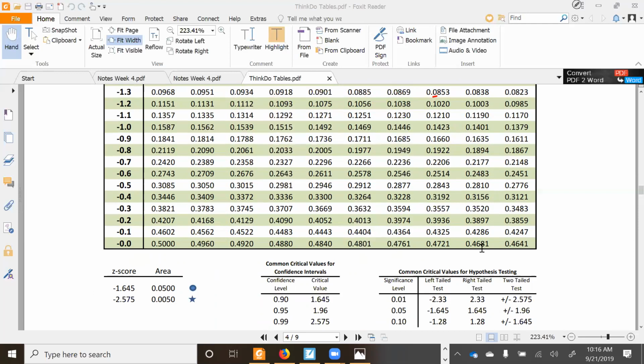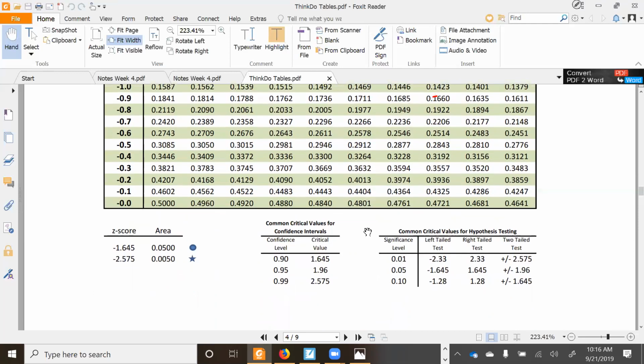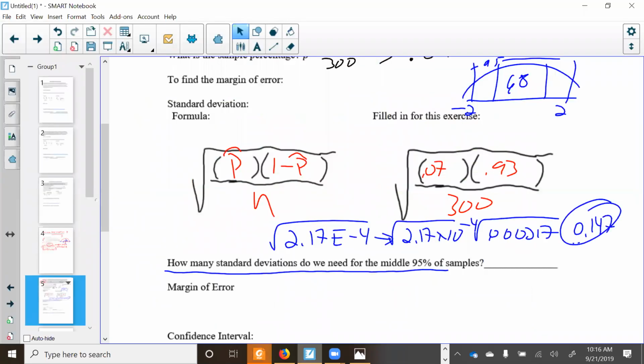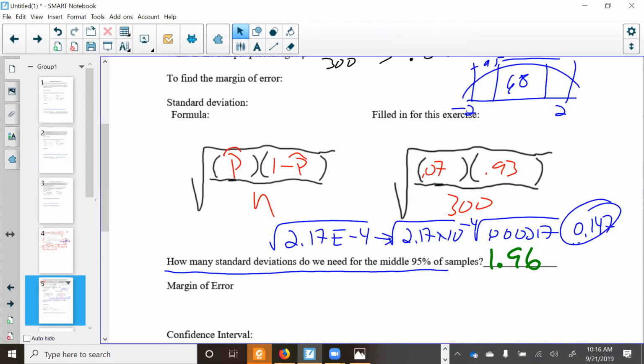You stop the video, screen capture this. You want that little mini table. This is just a subset of the table up here that gave it to us. So when you have a 95% confidence interval, you want to use Z. This is Z equals 1.96. That's how many standard deviations we need to travel away from the mean to capture the middle 95%. And there are technological ways to do this. We can show you those later if you need them.